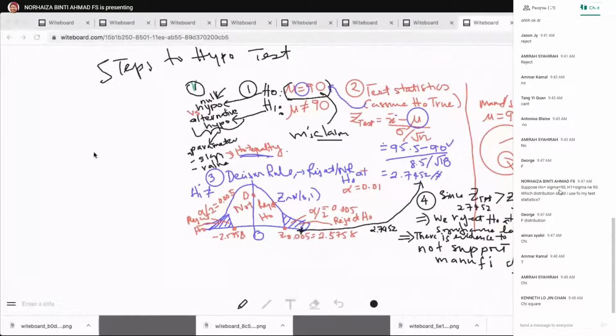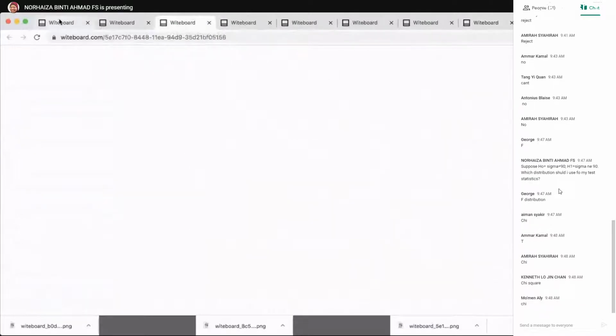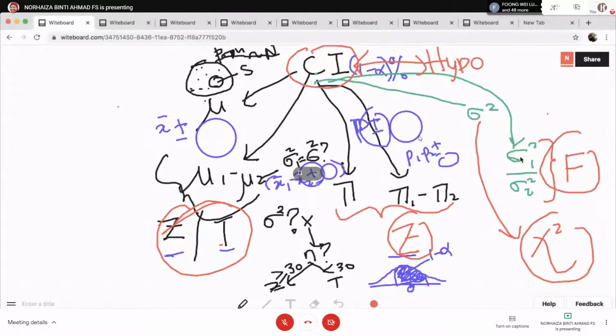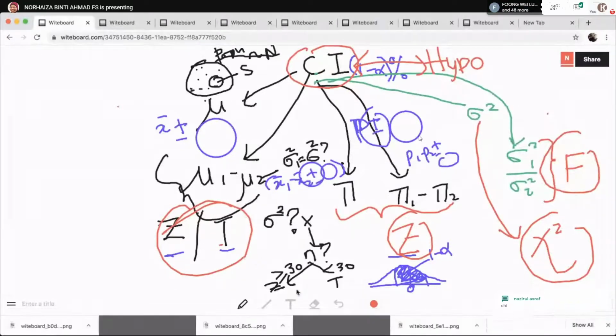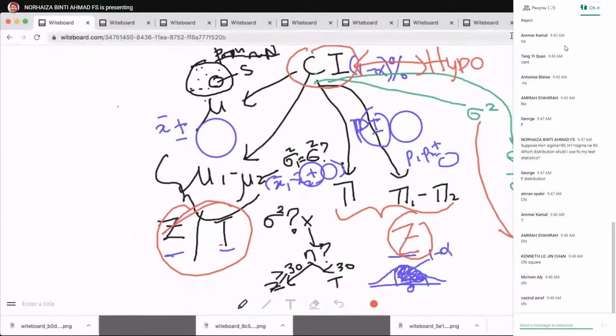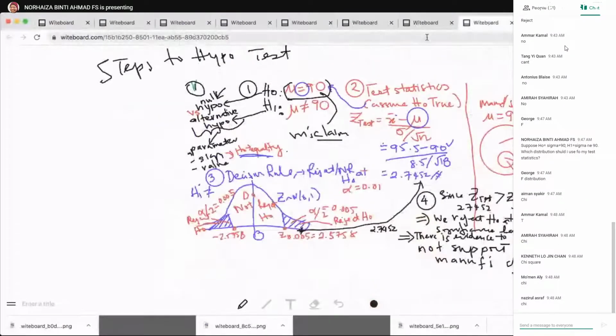So that's why you need to remember this diagram. This diagram you need to remember. If you want to check for single population variance or standard deviation, chi-squared. Ratio, F. T distribution you only use when you do not know your variance and n is small. You use T. All right. So this diagram, please do remember that. So the answer is chi-squared.